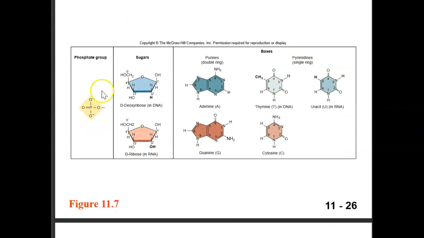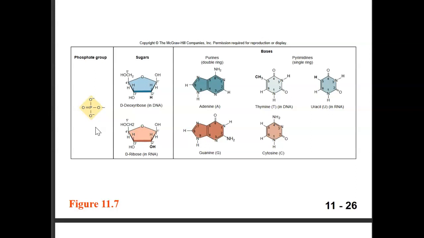So this is what we're looking at. These are what the phosphate groups look like. You have a phosphate with a bunch of oxygens around it. 3 of those oxygens have a negative charge. These phosphate groups are what give DNA a negative charge. That's going to become important later. DNA as a molecule is negatively charged.